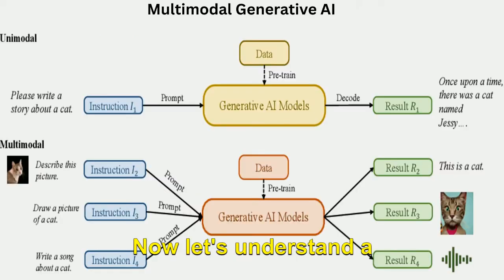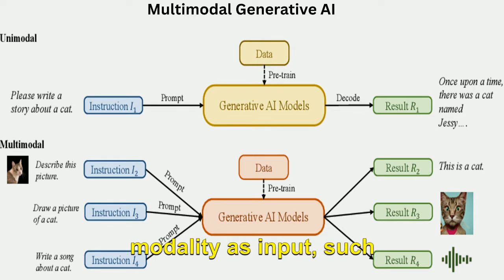Now, let's understand a bit about unimodal models and multimodal models of generative AI. Generative AI models can be categorized into unimodal and multimodal. Unimodal models are designed to accept a specific raw data modality as input, such as text or images, and then generate predictions in the same modality as the input. Data is multimodal in some domains.